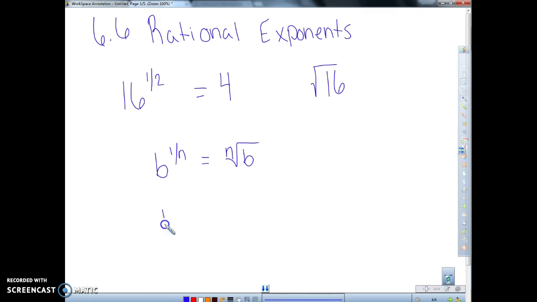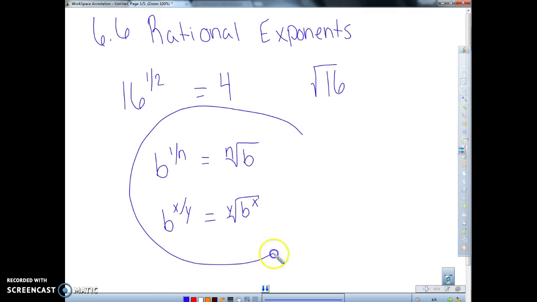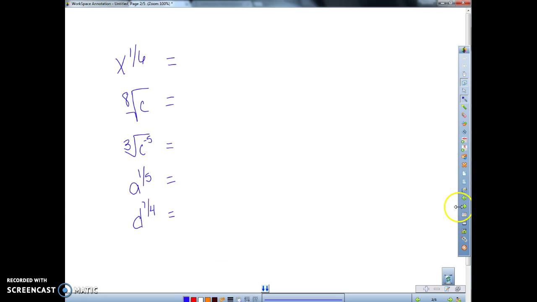And the same thing is b to the x/y is equal to the y root of b to the x. So these are the two things that you need to have memorized. So let's do some examples of these. The first one, x to the 1/6. That's the same thing as the 6th root of x.